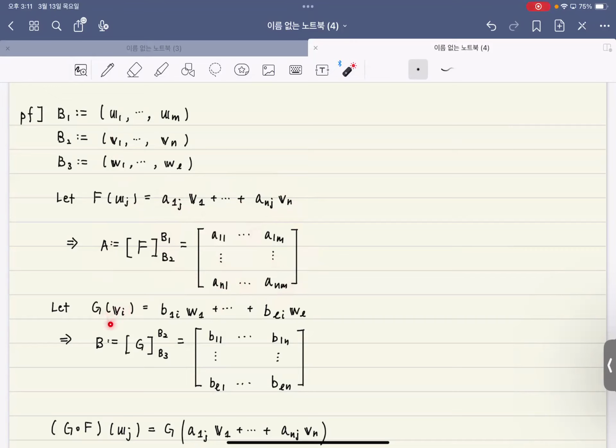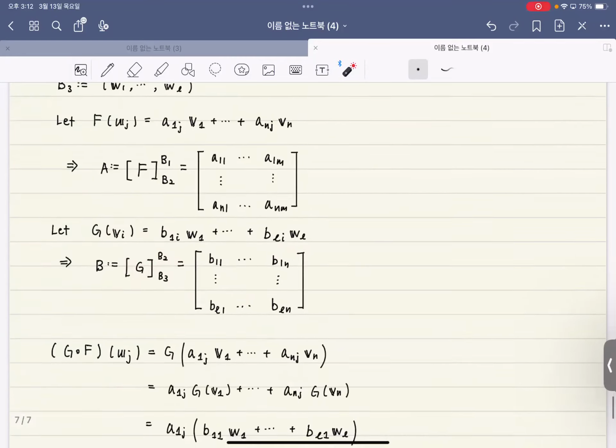And the same thing is true for the basis vectors of B. So G of Vi is also written as a linear combination of the W's. By doing so, I get a matrix representation of this linear transformation with respect to bases B2 and B3. Okay. All right.